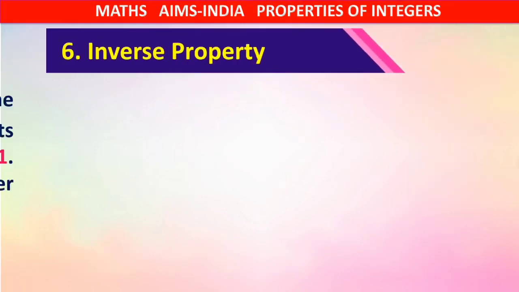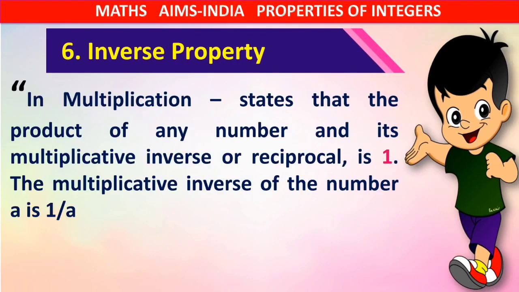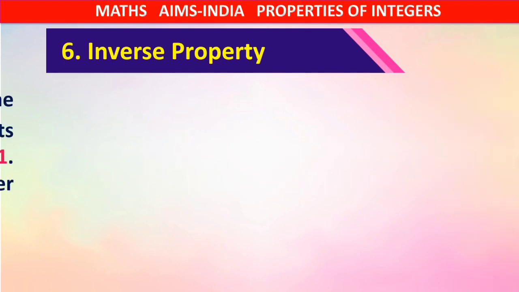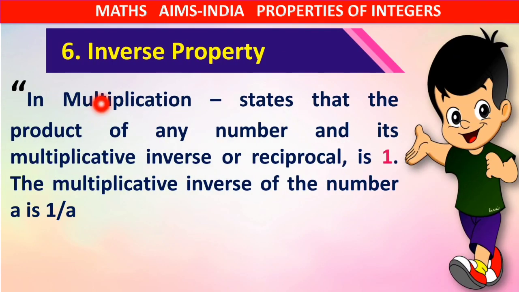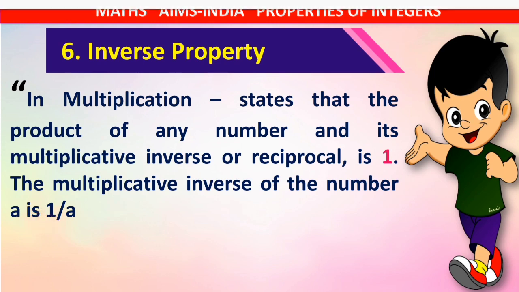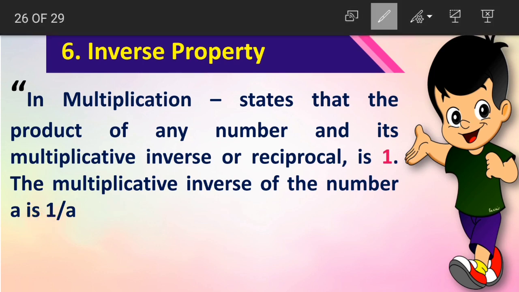The next one is multiplicative inverse. Multiplicative inverse, in multiplication, states that the product of any number and its multiplicative inverse or reciprocal is 1. The multiplicative inverse of the number a is 1 by a. Again, what is he saying here?